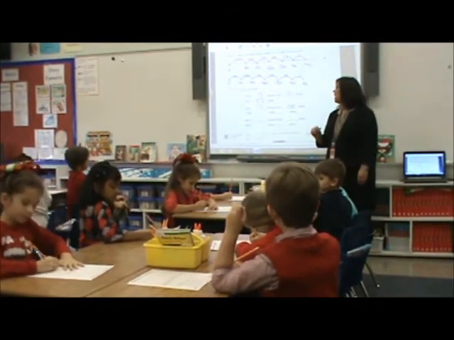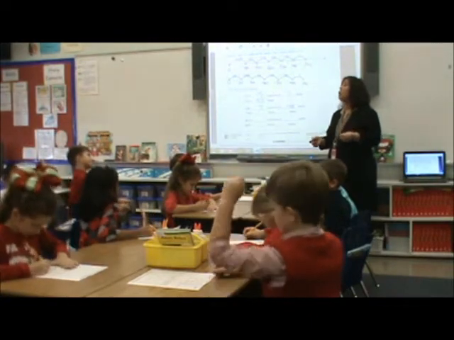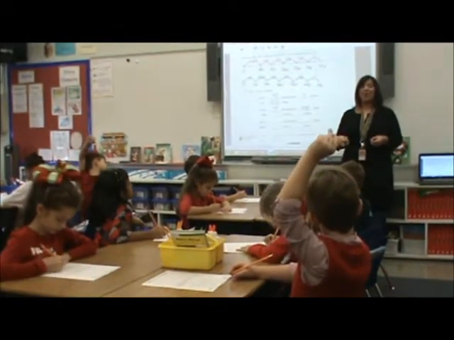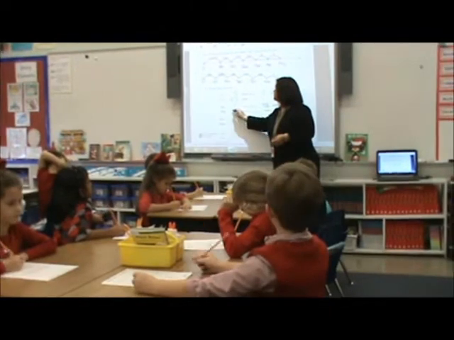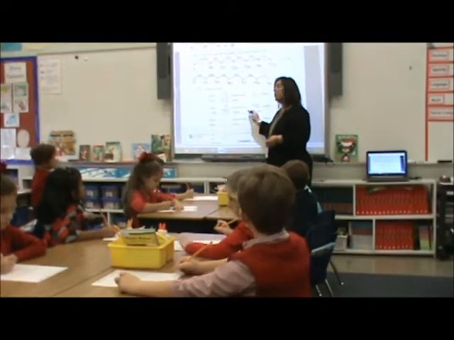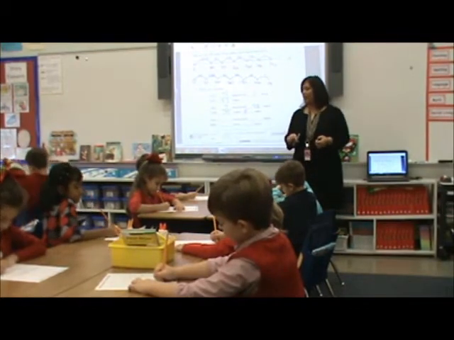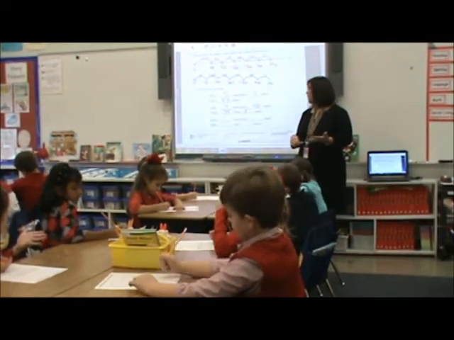So let's look at that same number, 748, but I'm going to represent that number only in tens and ones. Parker T.? 74 tens. Okay. And how many ones, Parker T.? 8. Very good.